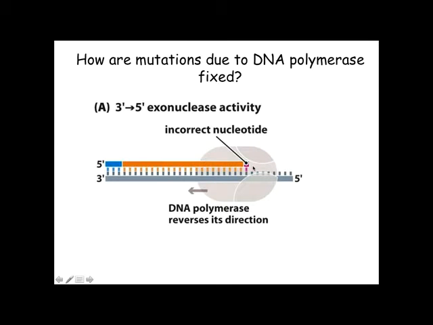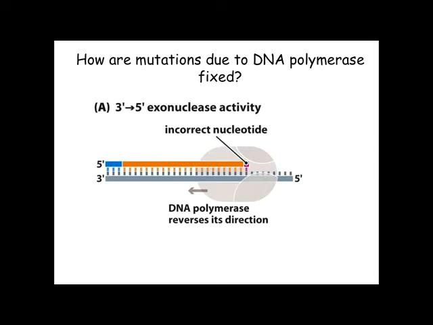The polymerase will backtrack, cleave out the incorrect nucleotide, and insert the correct nucleotide. This activity is inherent in the DNA polymerase, and this 3' to 5' exonuclease activity is generally pretty efficient. It works pretty well to ensure that the DNA polymerase is not inserting incorrect nucleotides.